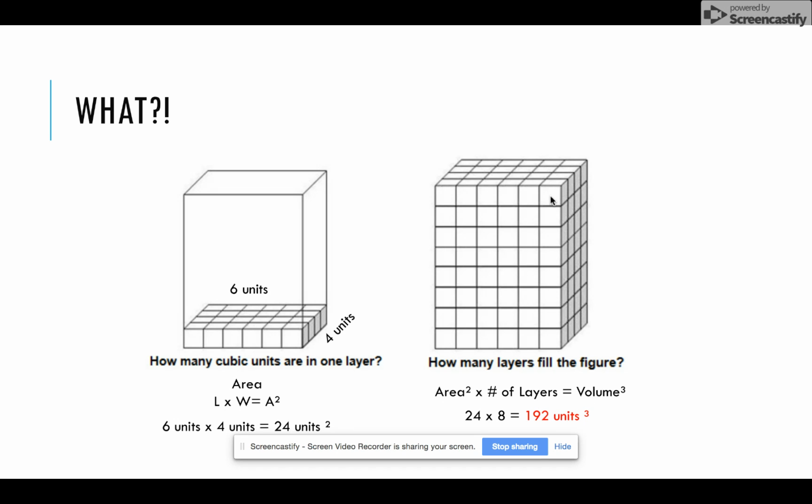Of course we can. Let's return to our standard volume formula, which is length times width times height equals volume cubed. We know that the prism is 8 units high, 6 units in length, and 4 units in width. Now we just need to plug these numbers into our formula. Go ahead, pause, and try it on your own. Did you get the same answer? By multiplying 6 times 4 times 8, we get the same answer of 192 units cubed.